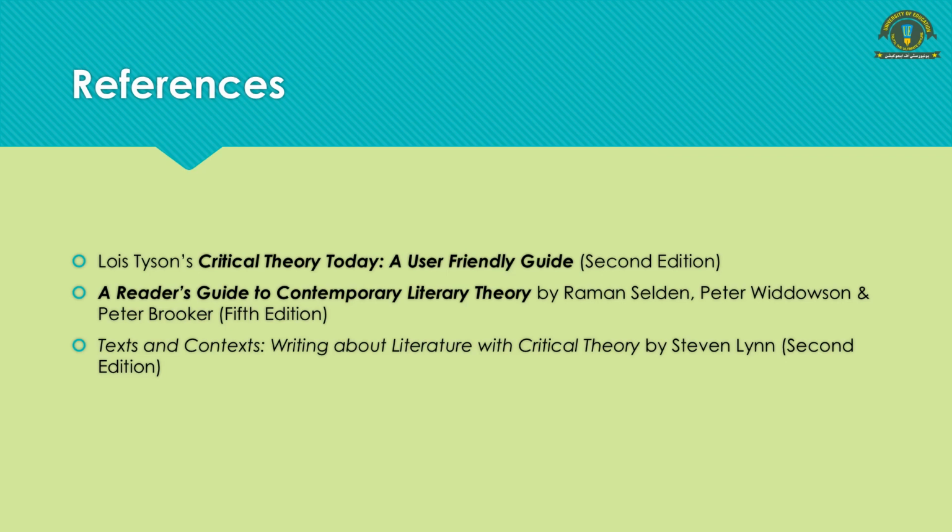The second is A Reader's Guide to Contemporary Literary Theory by Raman Selden, Peter Widdowson, and Peter Brooker. It's by these three authors, and it's the fifth edition. I do have it in soft form. If anyone needs more about literary theory, you may have it from me. You can just email me and let me know. The third is Text and Context, Writing About Literature with Critical Theory by Stephen Lynn, second edition. I have this in hard form. If any one of you needs it, do let me know. It's a very good read as well.